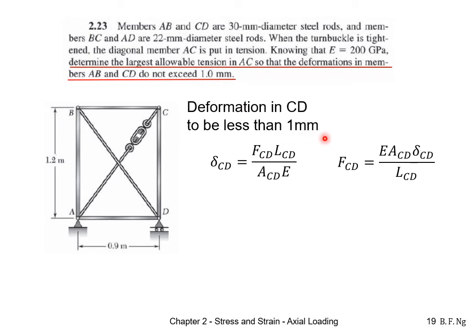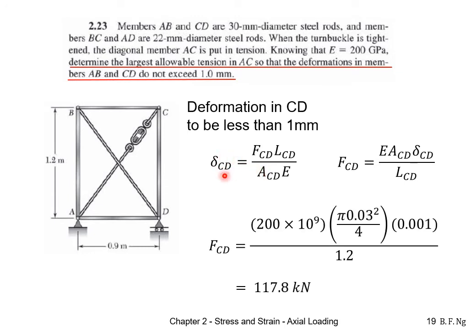As such, we will first find an expression that relates this deformation to the forces. Let us consider this equation over here, which says that the deformation of CD is equal to FL over AE for CD. This deformation for CD, as the question states, cannot exceed 1 mm. As such, we substitute in the values for delta as well as the other terms and make FCD the subject. Subsequently, we find that FCD itself is 117.8 kilonewtons.